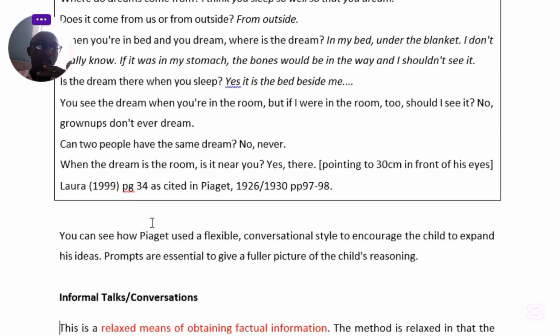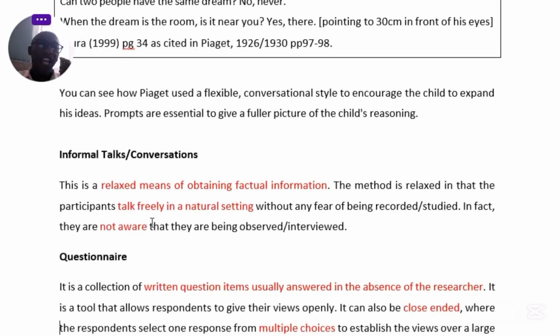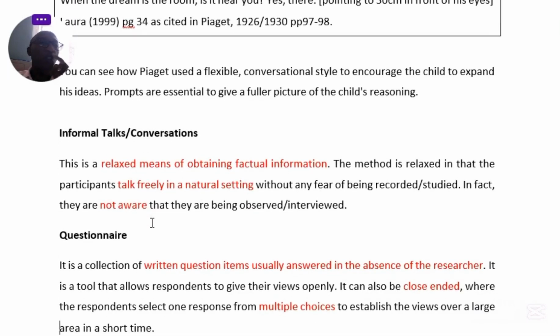Now, the other approaches are informal talks or conversations. What do we mean by informal talks? You are seated back, relaxed, but you are getting the information. You're leaving the participant to freely talk in a natural setting, without the child wondering why you are writing down, why you are recording. In fact, they are not aware that they are being interviewed. It is informal.